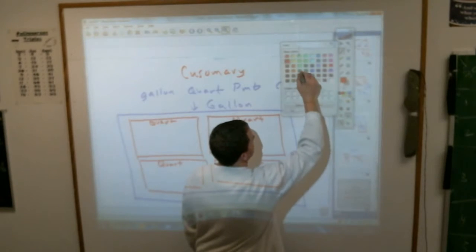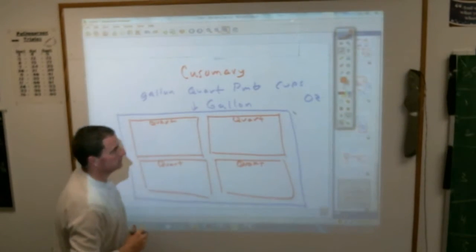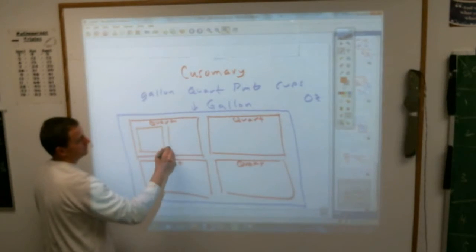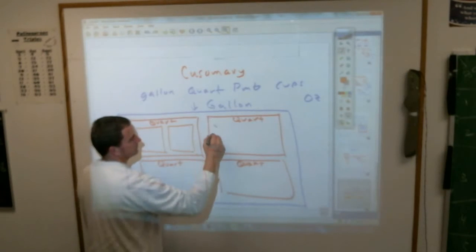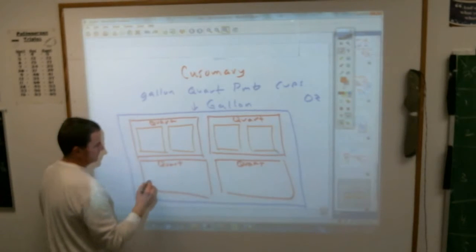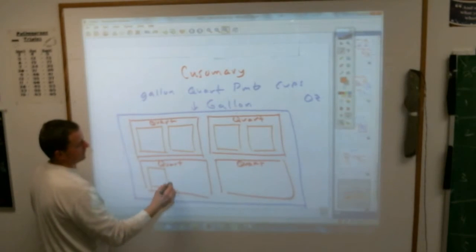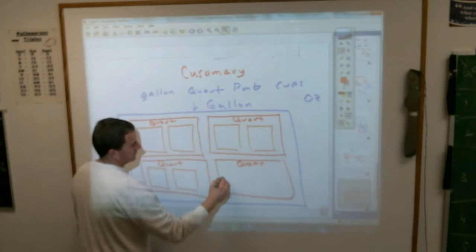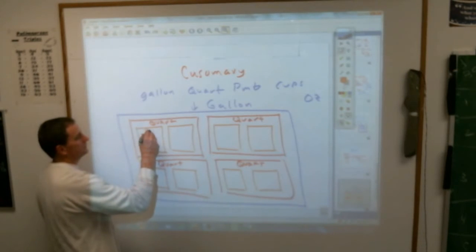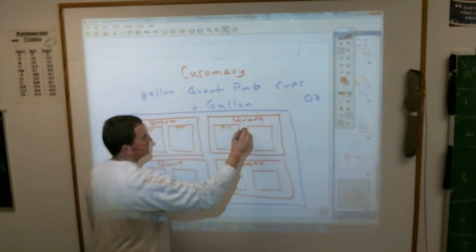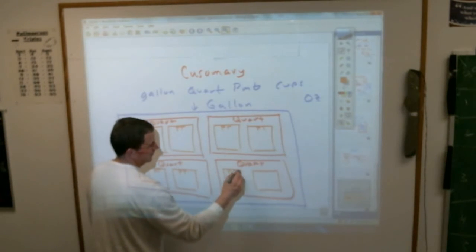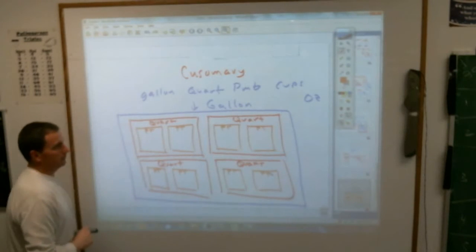And then in every quart, there are 2 pints. So that means how many pints would be in a gallon? Am I going to have to draw in here? 8. 8 pints in a gallon, correct. Which one of these is a pint? PT, PT, PT, PT. Eight pints in a gallon.